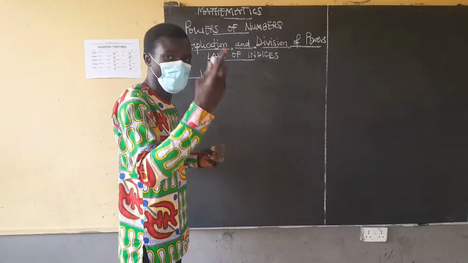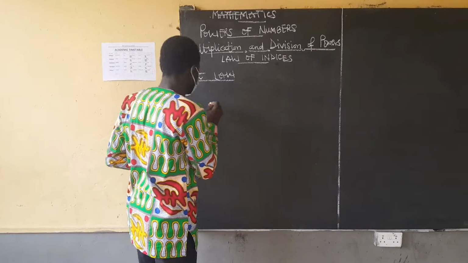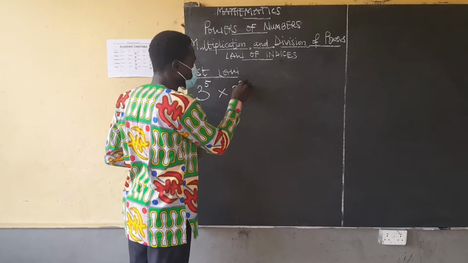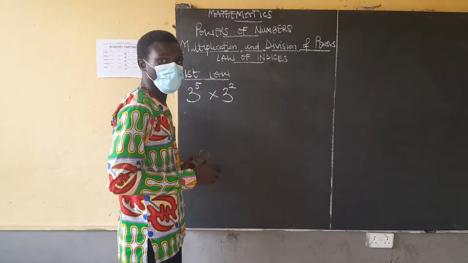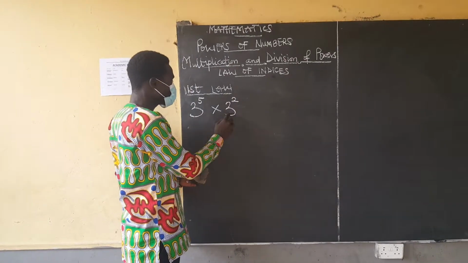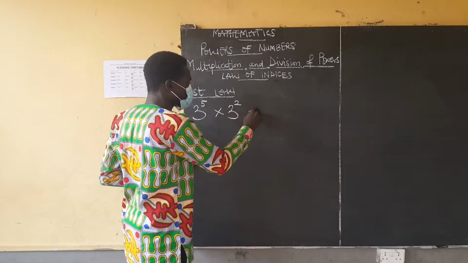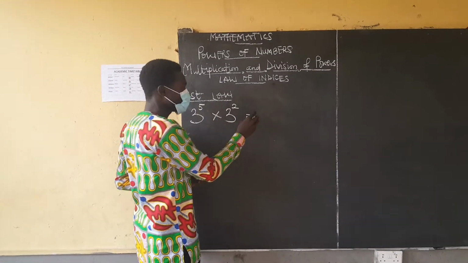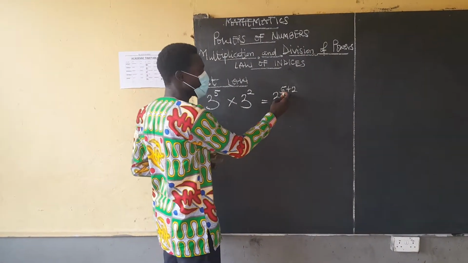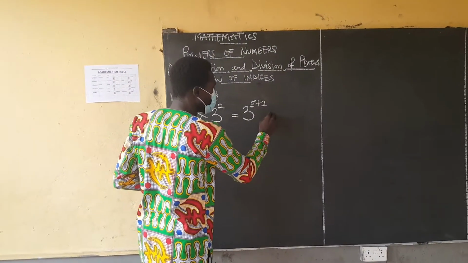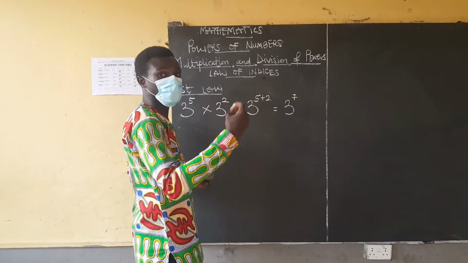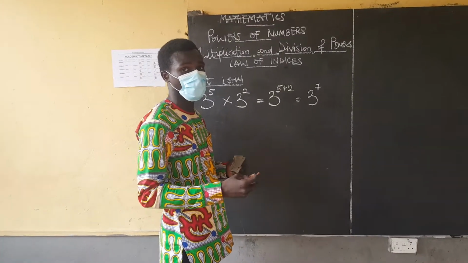So if we are multiplying powers of numbers, let's say 3 raised to the power 5 times 3 raised to the power 2. The first law is saying that if you are multiplying numbers having the same bases, because the bases are the same, you add only the powers. So I'm going to pick one of the base and add the powers. So 5 plus 2, and 5 plus 2 will give me what? 7. So the answer for this is 3 raised to the power 7. For more information on what powers of numbers are and examples, you can visit our previous videos.